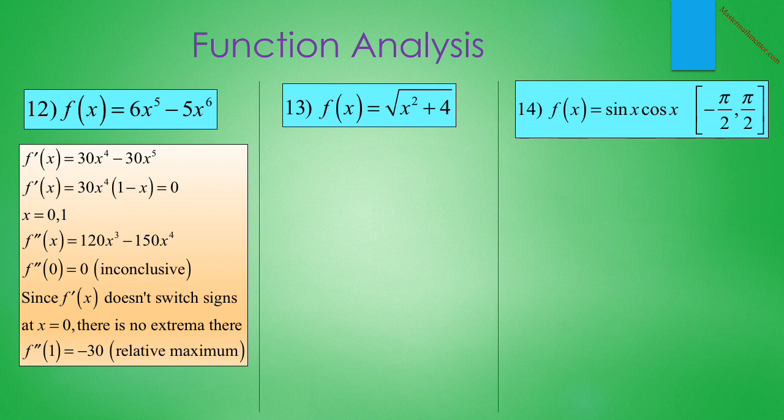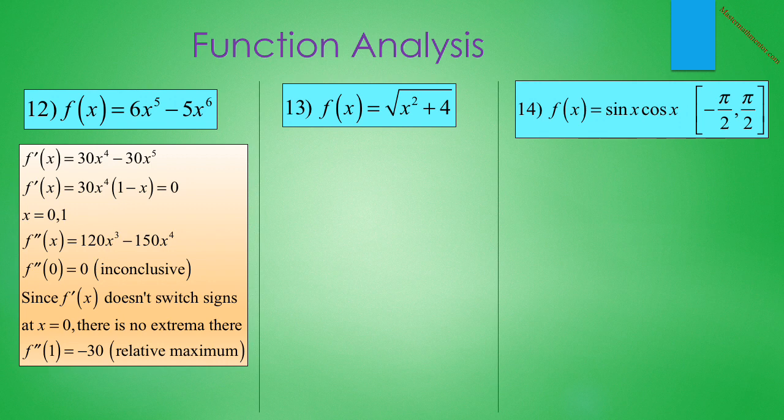Our second derivative is 120x to the 3rd minus 150x to the 4th. So we look at f double prime of 0 first and find that it's equal to 0, meaning the second derivative test is inconclusive. But since f prime of x doesn't switch signs at x is equal to 0, there is no extrema there.